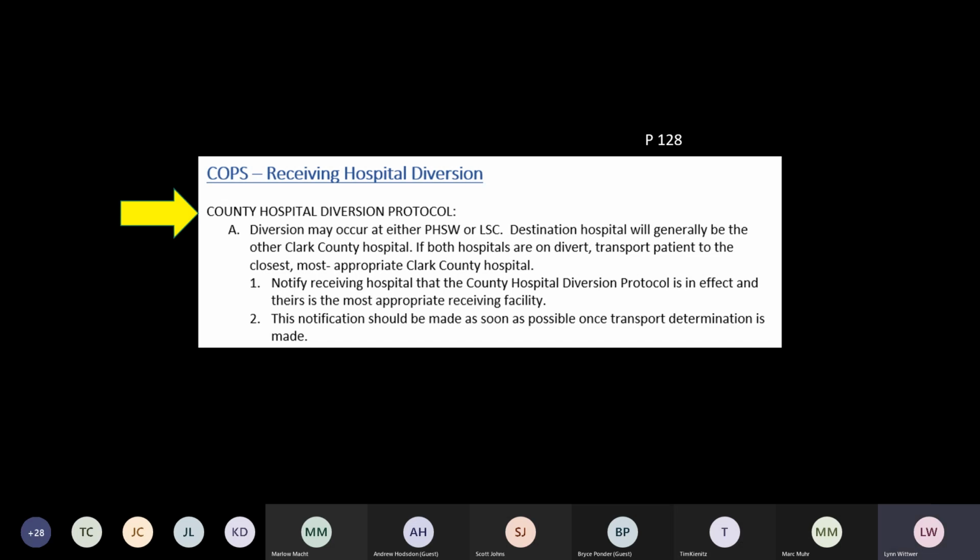And we are working with them. Dr. Mocht and I and Dr. Gadbois are working with the administrations. We're going on the assumption that Clark County should not divert from a hospital unless they have an internal disaster.